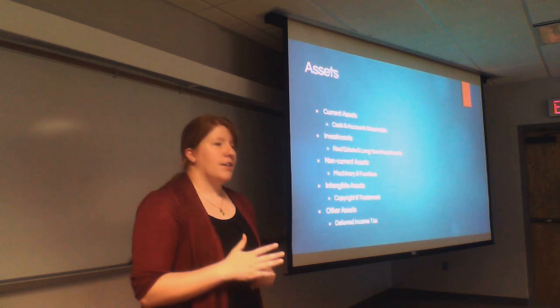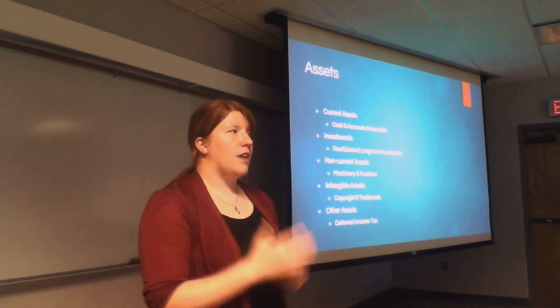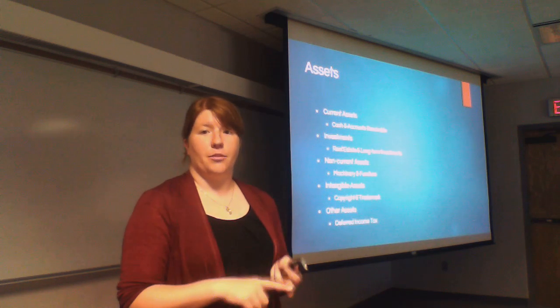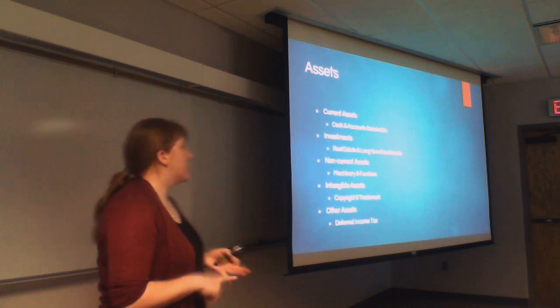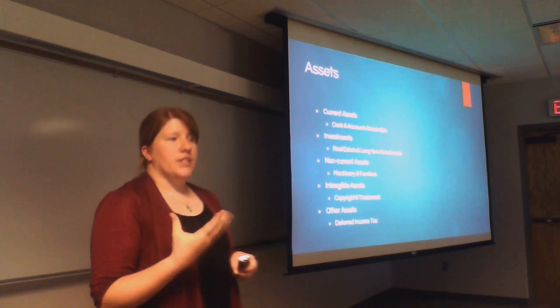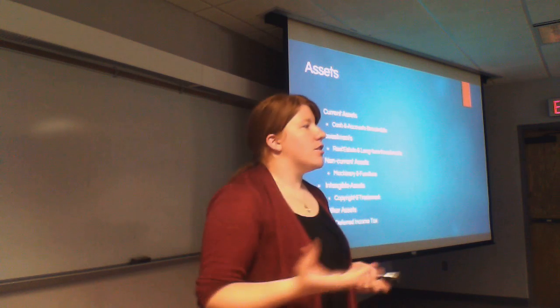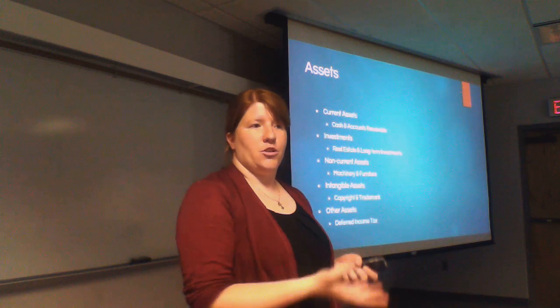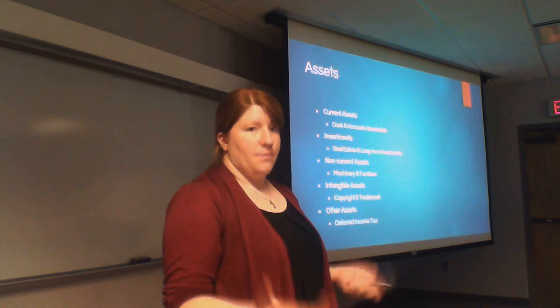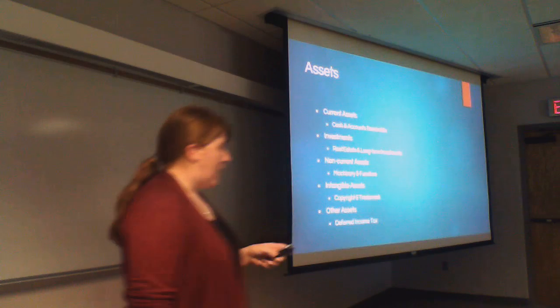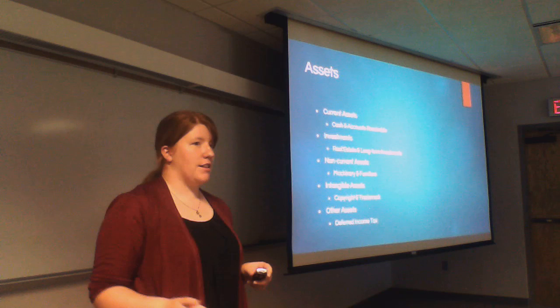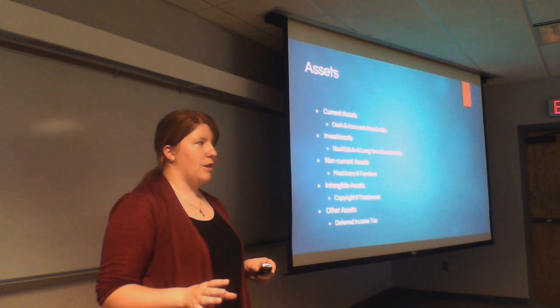Intangible assets are those assets that you cannot see, but you do have benefits coming from them, such as copyrights, patents, and trademarks. Other assets would be like a deferred income tax. Say you do a balance sheet and you know you're supposed to be getting $2,000 back on your income taxes. That is an example of the other assets. Any questions on this? Okay, we ready to move on?